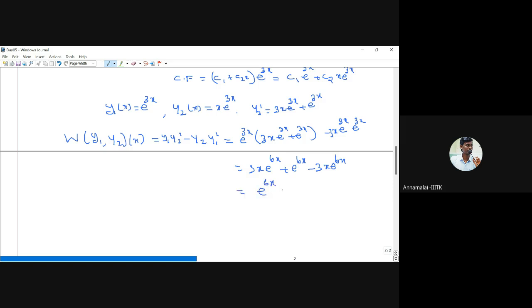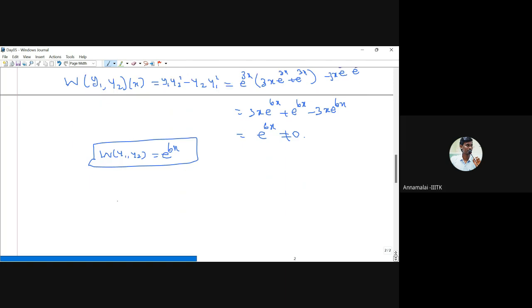So the exponential function is always non-zero. Even if you take x equal to 0, e power 0 is 1. Therefore, the Wronskian is non-zero at x equal to 0, and therefore it is non-zero at any other point. Therefore, y1, y2 are linearly independent. So e power 6x is the Wronskian. Since y1, y2 are linearly independent, the Wronskian is non-zero.